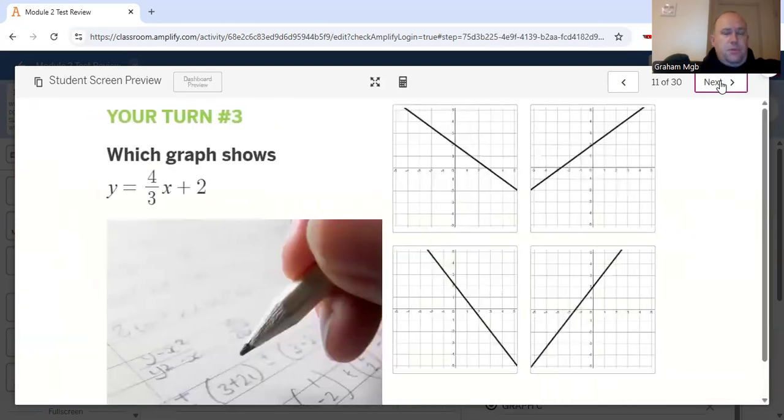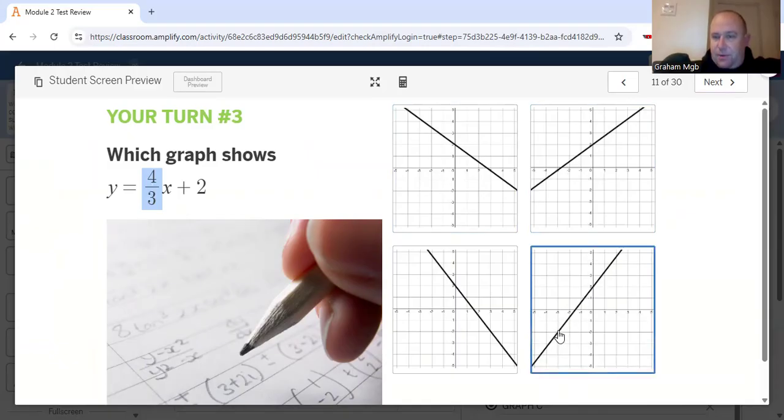Which graph shows y equals 4/3 x plus 2? Well, I'm noticing from the slope straight away, this is a positive slope, so I'm already looking at just these two answers here. And I can also see it goes up 4 and across 3. Now, if I was to check this one here, 1, 2, 3, 4, and then across 3, I might think that that's not on the line. 1, 2, 3, 4, 1, 2. Well, this one's a little off the line. That makes this one a little bit difficult to tell.